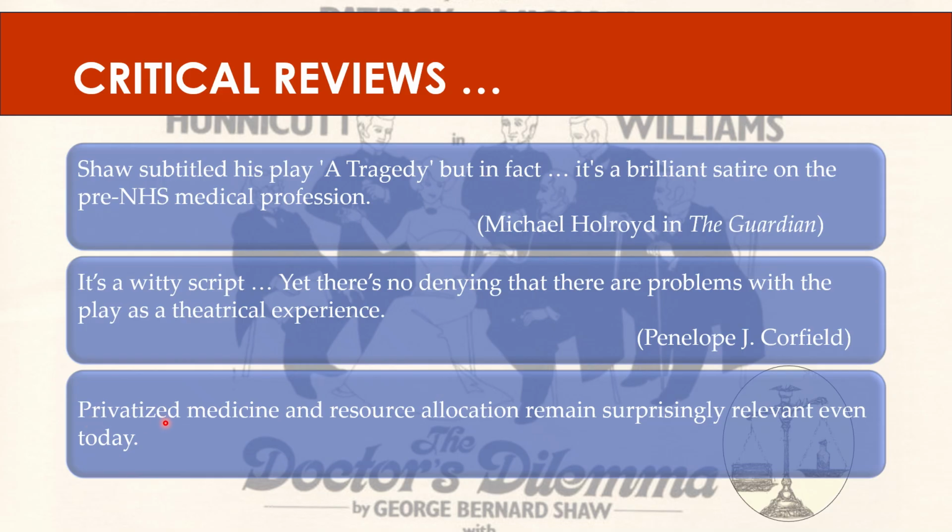Next point I want to make here is that privatized medicine and resource allocation remain surprisingly relevant even today. So this says that private medicine, and resource allocation, meaning if we have fewer medicines and more patients, how do we allocate that? That's just a small example. This is something that was there in those times when G.B. Shaw wrote it, in the early 20th century. But this is so relevant even today, more than 100 years later, after the performance and the publication of the play. That thing is still relevant today.